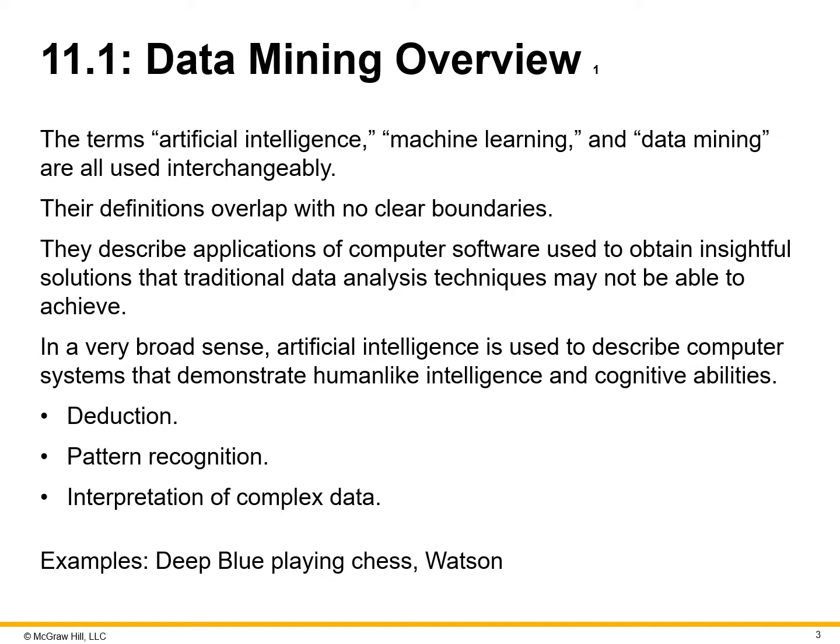In a very broad sense, artificial intelligence is used to describe computer systems that demonstrate human-like intelligence and cognitive capabilities, such as deduction, deducing to certain insights using inferences, or also pattern recognition, finding a pattern in data that we may not be able to find with the human eye, and interpretation of complex data.